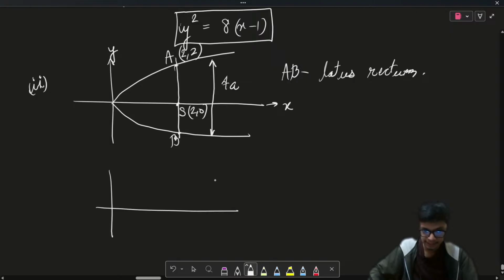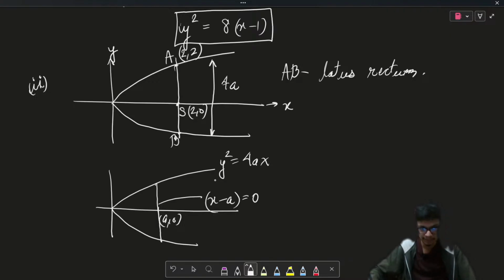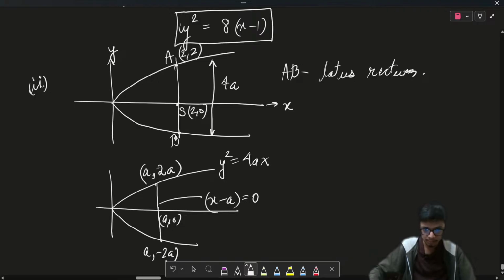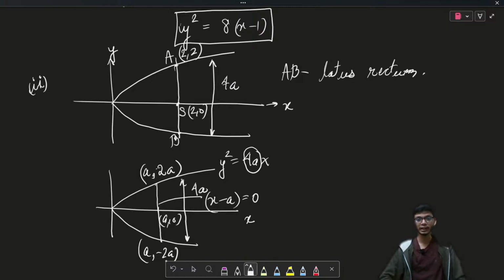If we have the standard equation of the parabola, y square is equal to 4ax, the focus is at (a, 0). If I draw a perpendicular line passing through the focus, it is something like this. This line equation is x minus a equals 0. If I solve with x equals a, I will get y as plus or minus 2a. So the points will be (a, 2a) and (a, minus 2a). This is a perpendicular line to the x-axis. The distance of this line is simply 4a. So this 4a parameter denotes the length of the latus rectum.